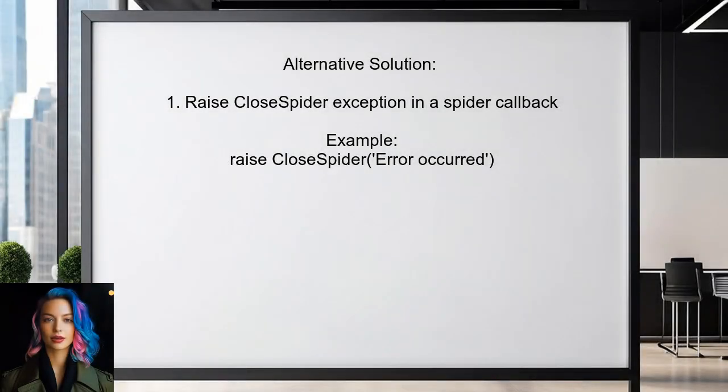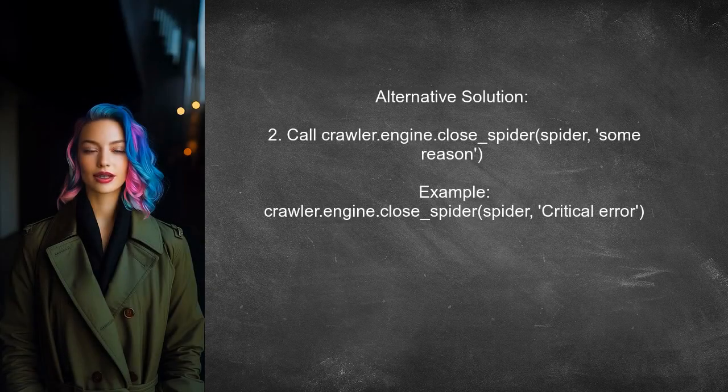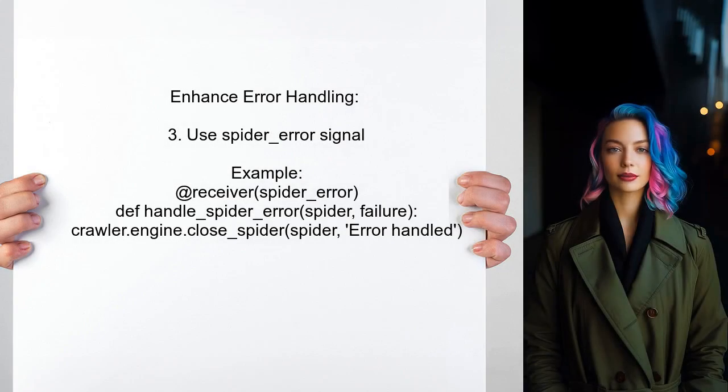One alternative approach is to raise a close spider exception in your spider callback when you catch the specific exception you're concerned about. Another option is to call crawler.engine.closeSpider with a reason if you have access to the crawler and spider objects, such as in an extension. You can also hook this into the spider error signal to handle errors more effectively.